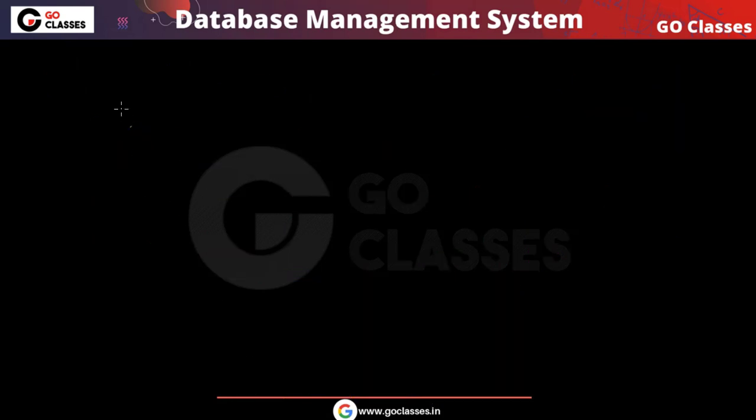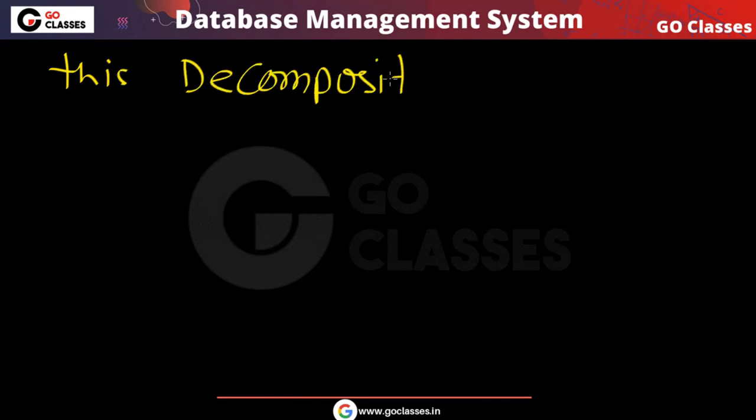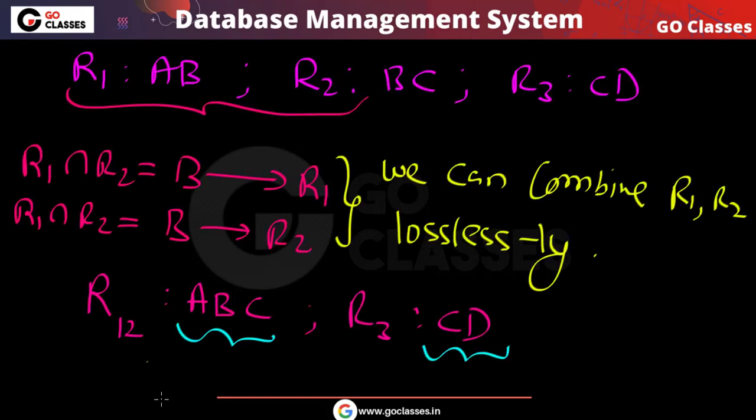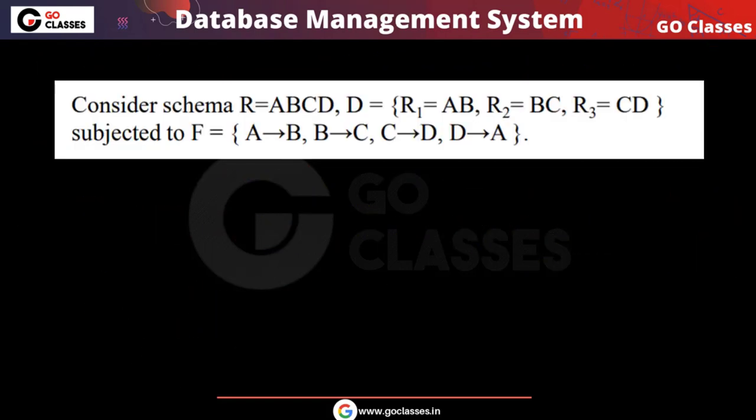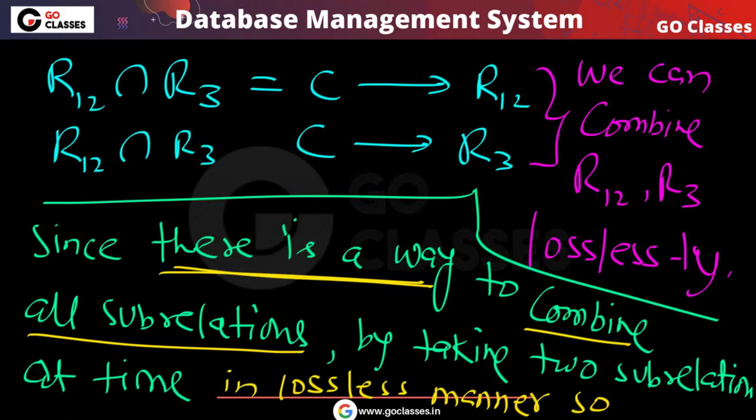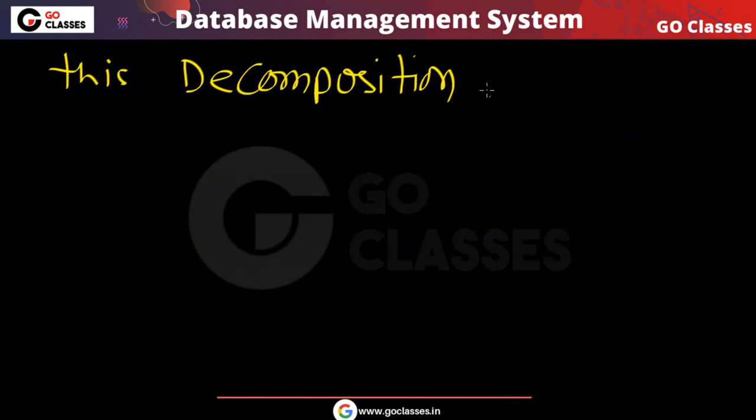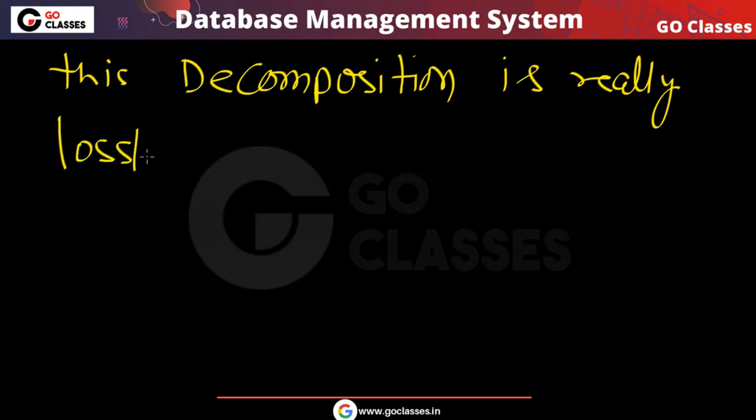so this decomposition is actually lossless, because I told you that if this successive combining method gives you the answer lossless, then the answer will be lossless. So this decomposition is really lossless, because this successive joining method is saying that the answer is lossless.